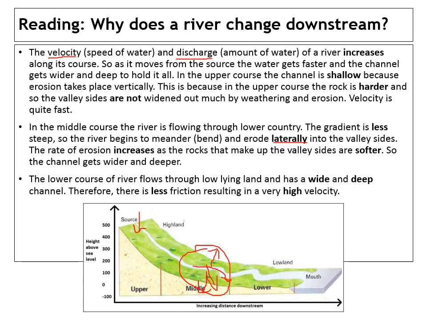Okay, and the lower course of the river flows through low-lying land. Okay, so it has a wide and deep channel because it's been eroded all this way down, and therefore there is less friction, resulting in very high velocity. So it's actually quite fast at this point, and the channel is always very wide and deep as it gets to the end of the river because it's eroded all the way down.